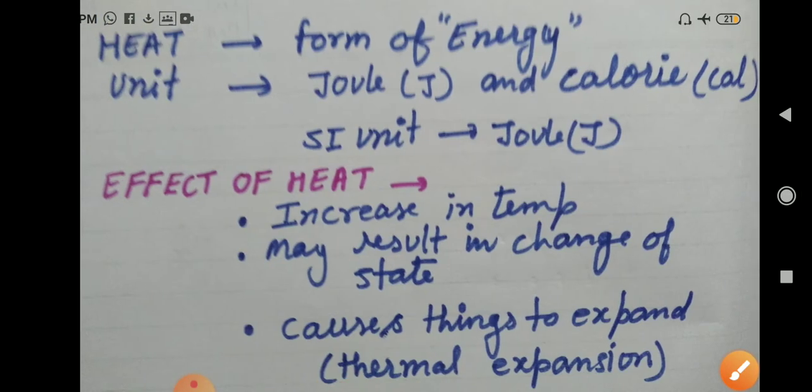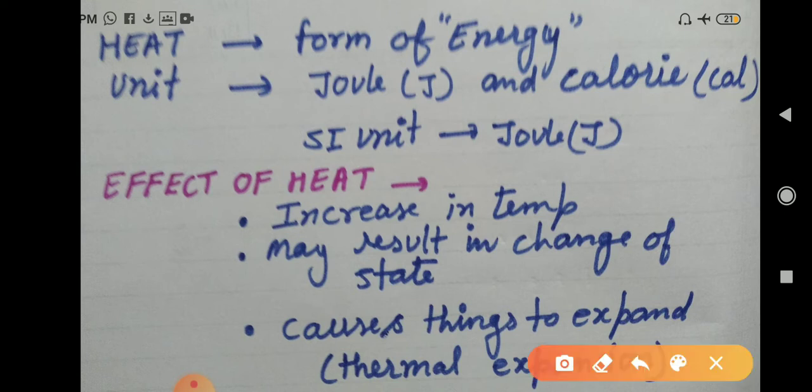Then what is heat? Simply we can say heat is a form of energy which always transfers from the hotter body to the colder body, or we can say from a body which is at a higher temperature to the body which is at a lower temperature. The heat flow results in an increase in the temperature of the colder body and a decrease in the temperature of the hotter body. The heat flow continues till both bodies reach the same temperature.